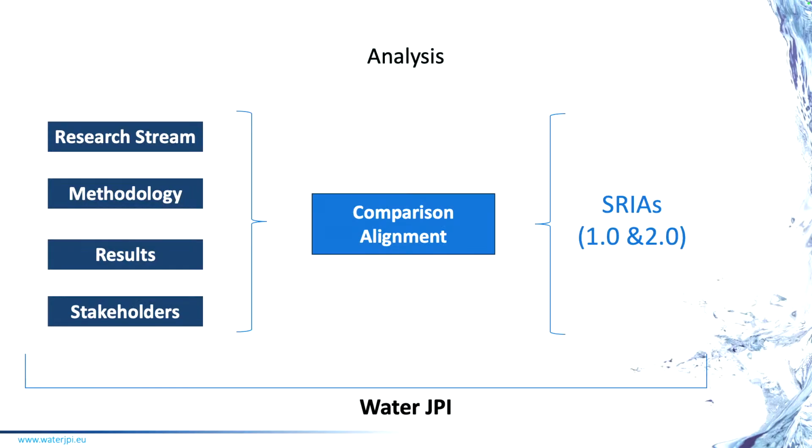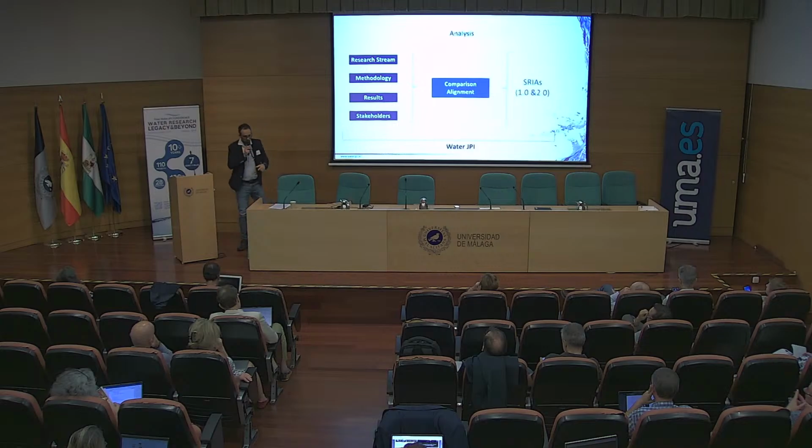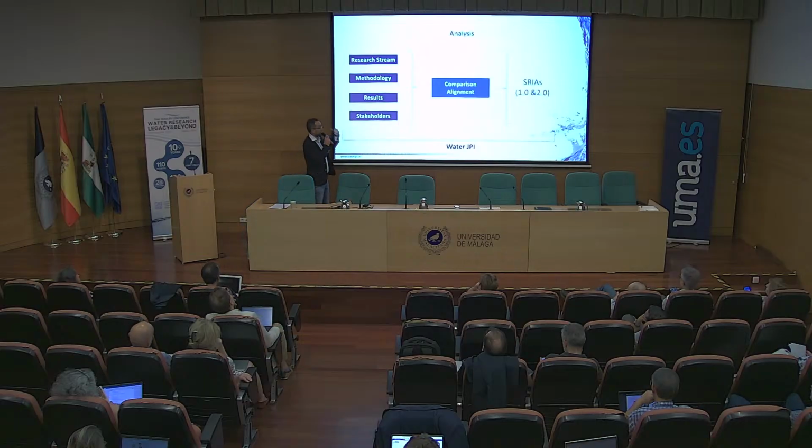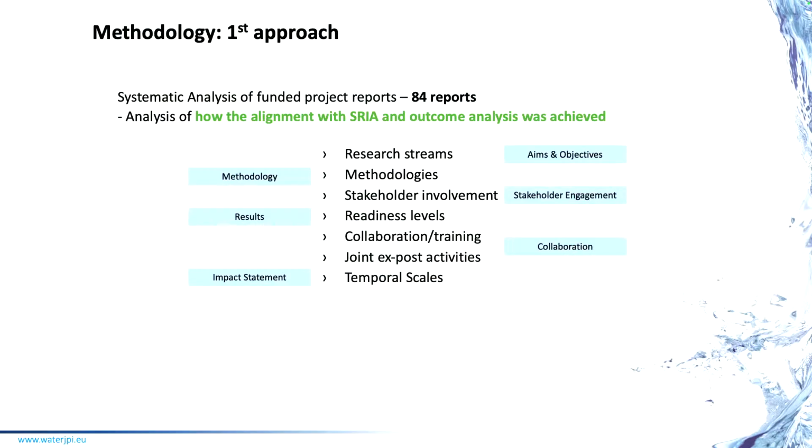So in terms of SRIAs, the two that were mainly considered for the systematic analysis were 1 and 2, because they were the ones mainly related to the specific projects. And we were analyzing research streams, methodologies, results, and stakeholders, and comparing the areas. Here you see in particular how the analysis was done.